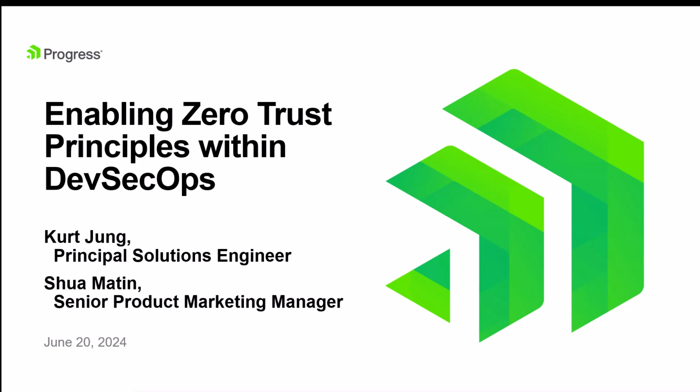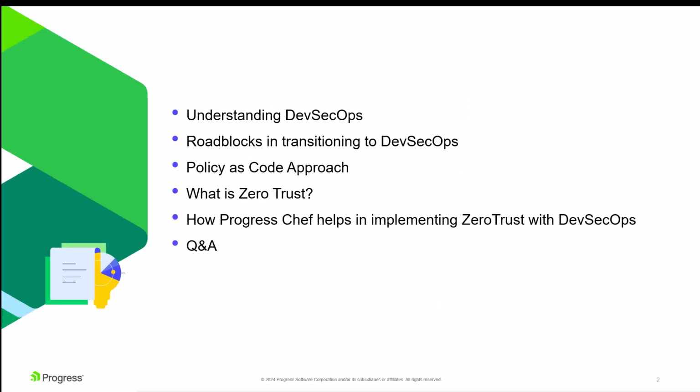So let's quickly move on to the agenda for today's discussion. I'll touch upon the foundations of DevSecOps and some of the challenges that organizations face in adopting a DevSecOps approach, and how a policy as code approach comes into play. Then Kurt will touch upon zero trust, the synergy between zero trust and DevSecOps, and how Progress Chef helps you in your zero trust approach. We can finally wrap it up with Q&A.